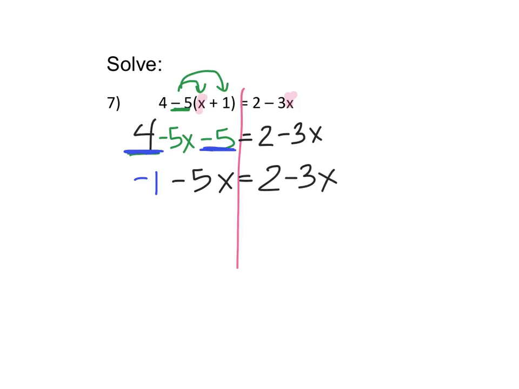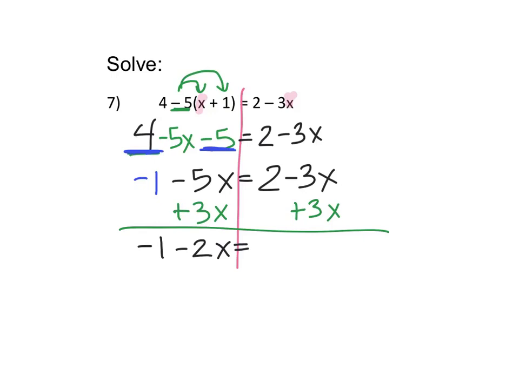Next, I want to get my variables on the same side. I have my minus 5x, my minus 3x. I need them on the same side. I'm going to go ahead and move my negative 3x. The way I do that is by using the inverse operation. So I add 3x to both sides. This is going to leave me with a negative 1 minus 2x is equal to 2.